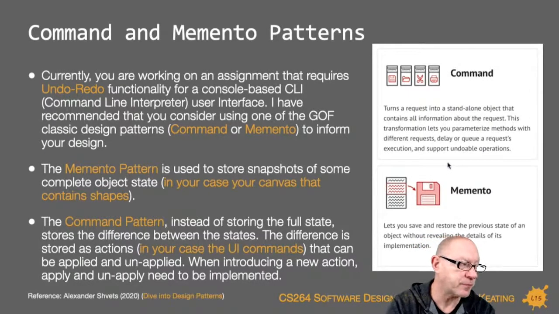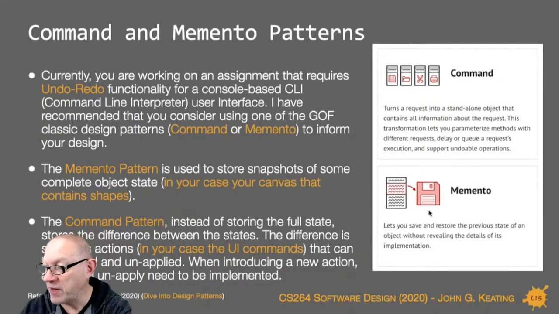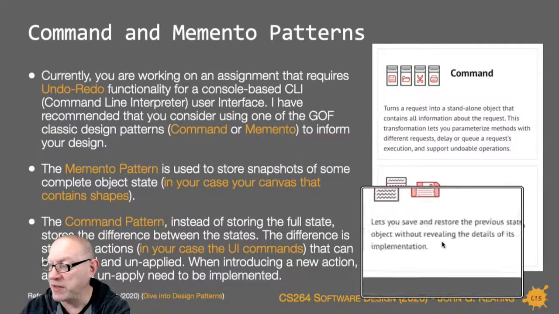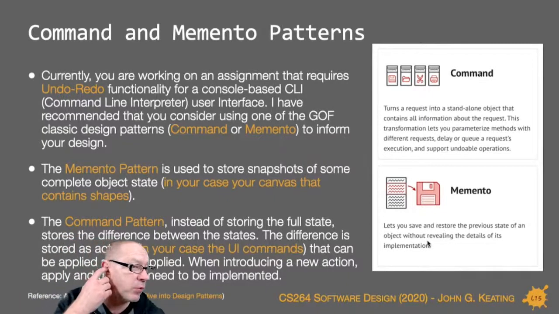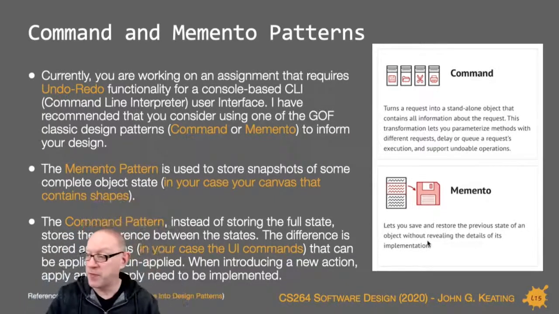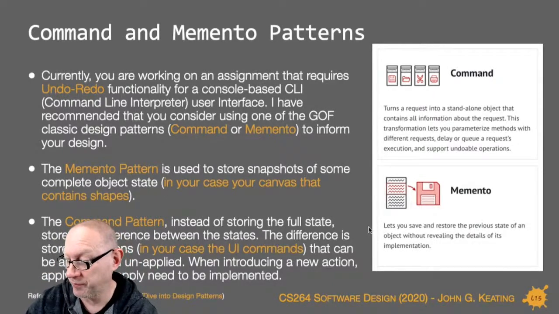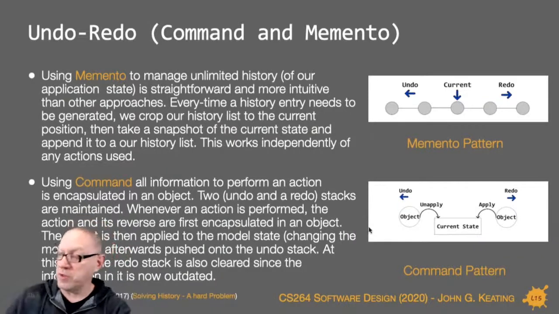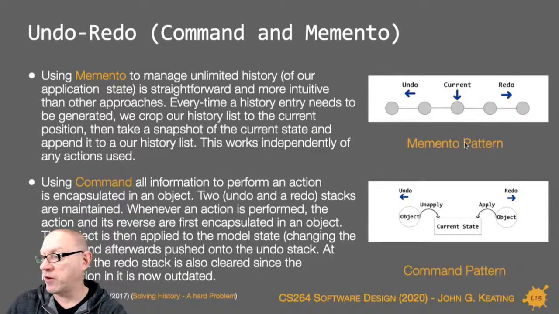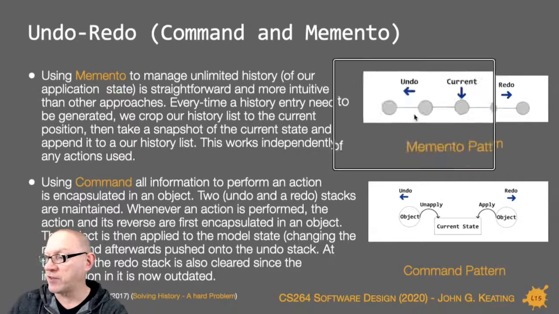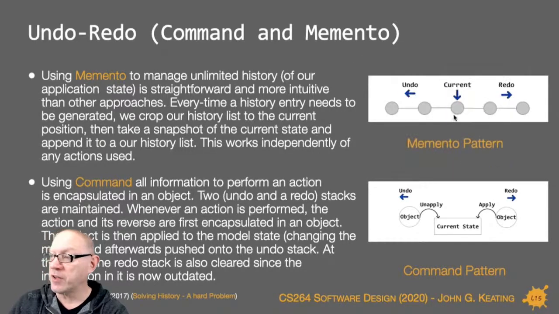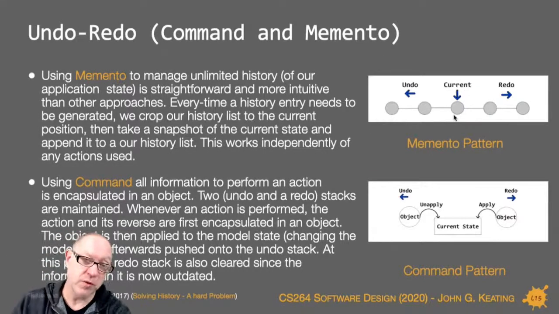Memento, on the other hand, lets you save and restore the previous state of an object without revealing the details of its implementation. So you don't care how you got to that point, you just want to get back to that point. It's a useful way to do this. With the memento pattern, you have all of these states, like a history, and you maintain all the states, and then you have a current state, and you can undo and redo, moving you to that new state. So you can manage an unlimited history in a straightforward way.